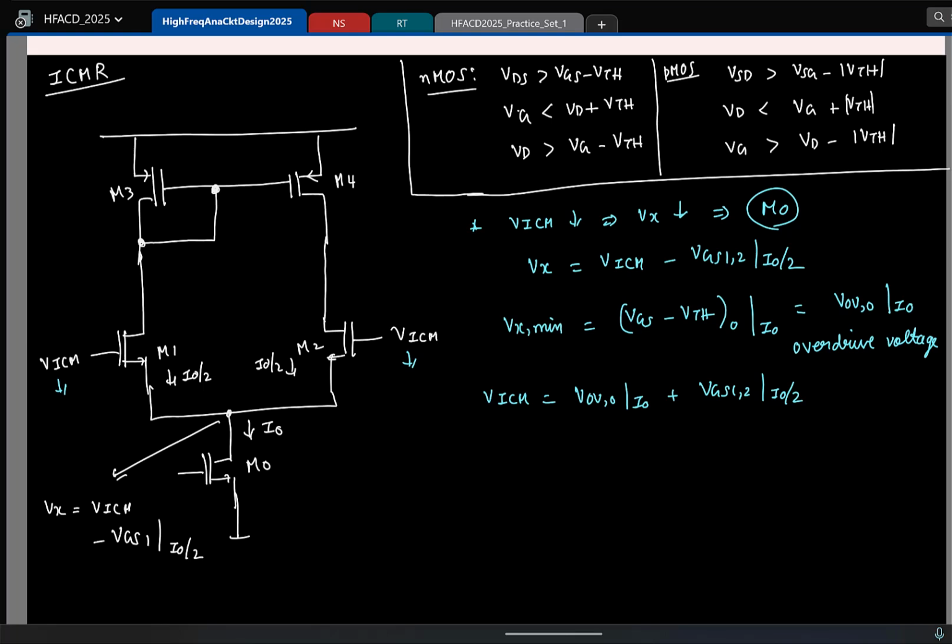So then let's do the other condition. Let us say I increase the ICM now. So which transistor can go out of saturation now? Yeah, now the gate voltage is increasing, but the drain voltage is not. So the NMOS transistors can go out of saturation. So let me just remark it here. So M1 and M2 will go out of saturation. So what is the maximum gate voltage it can take? It is one threshold above the drain, right? So it is essentially the drain voltage, drain of NMOS plus VTH of M1 or M2.